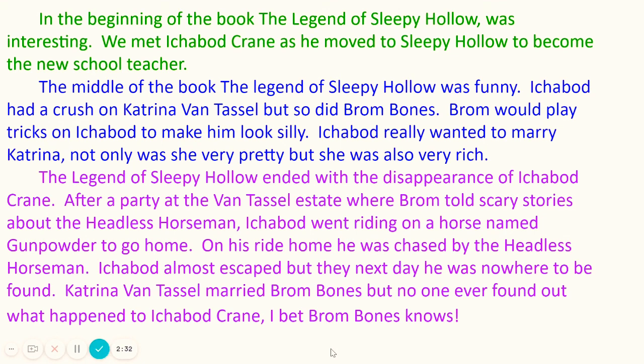We met Ichabod Crane as he moved to Sleepy Hollow to become the new school teacher. In the beginning of the book, The Legend of Sleepy Hollow, that's the most important event. And when you write your summary, you are going to look at the most important events. What's the most important thing that happened in the beginning of The Legend of Sleepy Hollow? Well, Ichabod Crane moved to Sleepy Hollow and became the school teacher.